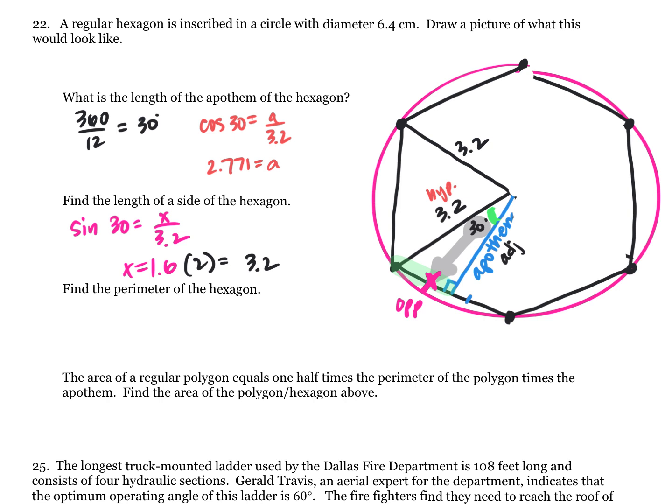So it most likely means in any regular polygon, the hypotenuse is usually... only in a hexagon. The hypotenuse and the side will always be the same. It's the only one. Hexagon, always.